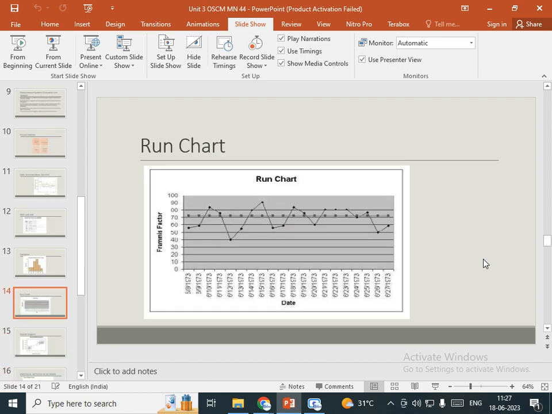Now we have the run chart. Run charts exhibit in what way a process performs over a specific period of time. Data points are plotted in chronological order and connected as a line graph. So this is called a run chart.